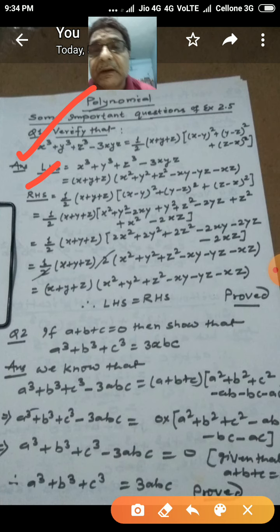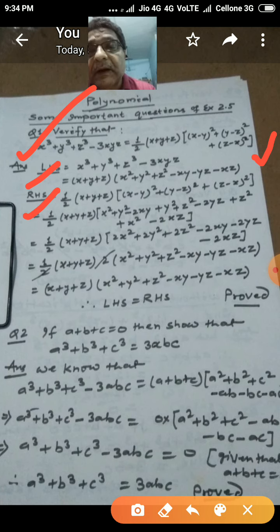First we take LHS, which is x cube plus y cube plus z cube minus 3xyz. You are well aware that it is one identity, which is equal to x plus y plus z into x square plus y square plus z square minus xy minus yz minus xz. So let us stop here with the LHS part.